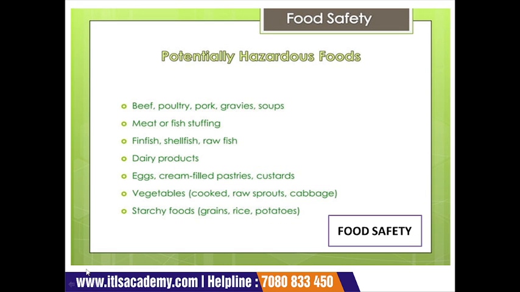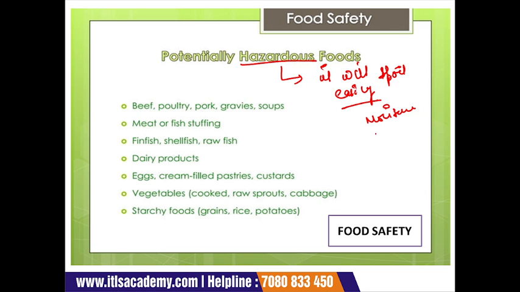Now there are some foods that are potentially hazardous foods. That means that they will spoil easily. Why do they spoil easily? Because they have higher moisture content. Mostly they have higher moisture content.